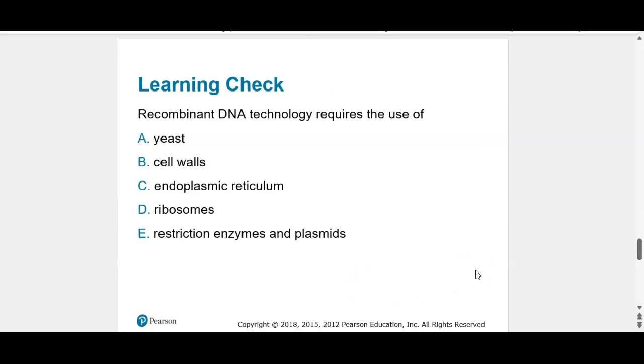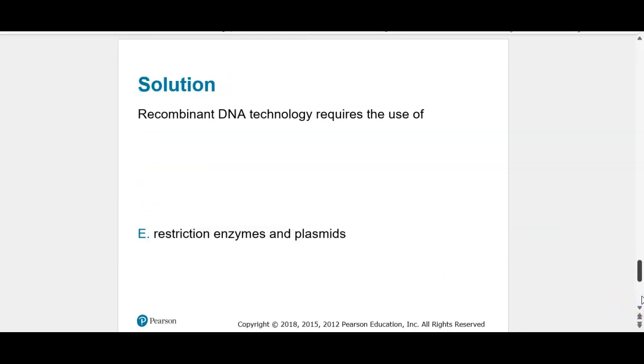So let's do a learning check. Recombinant DNA technology requires the use of. Now, if I were in class and I showed this, there had better be several people who would pipe up and say restriction enzymes and plasmids, because that's what recombinant DNA uses. That's what we talked about, recombinant DNA. That's the only possible answer there to that one. And you see restriction enzymes and nucleases.